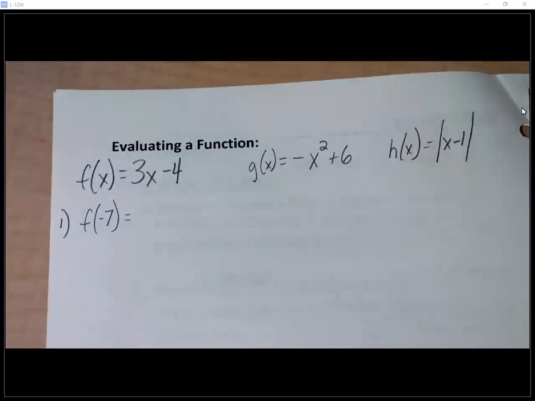So, do you remember if I just write that, do you know what to do from here? Yes. Oh, go ahead, try it. Don't worry, I'll explain in just a minute. So I gave you 3 functions, f, g, and h, and now in number 1, I'm asking what f of negative 7 would be.